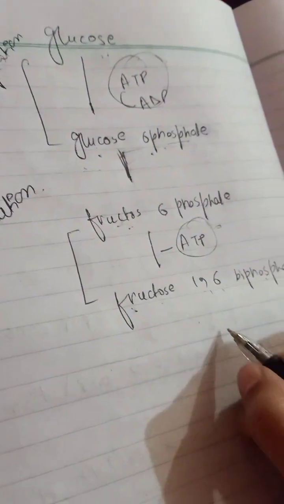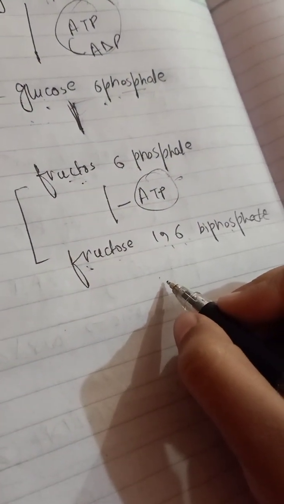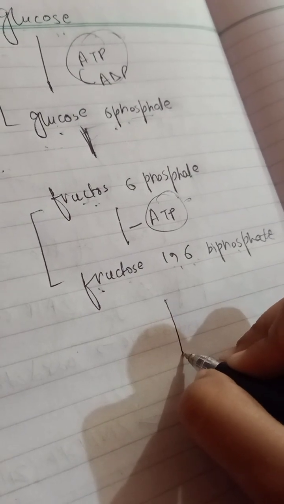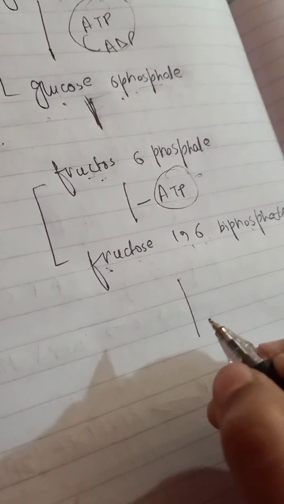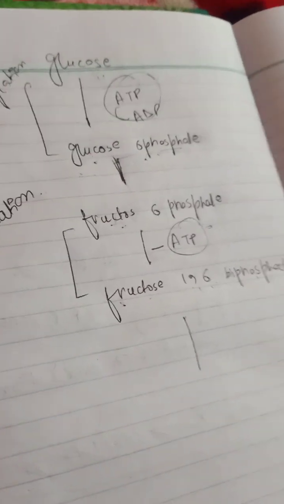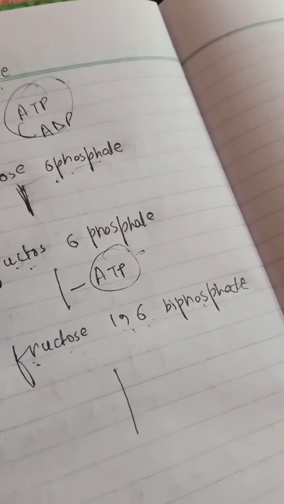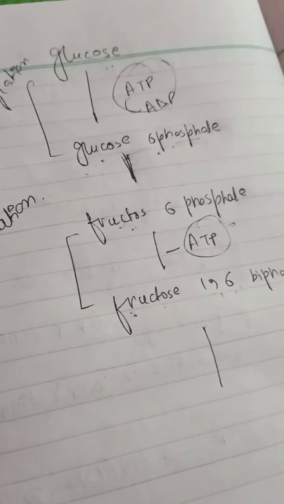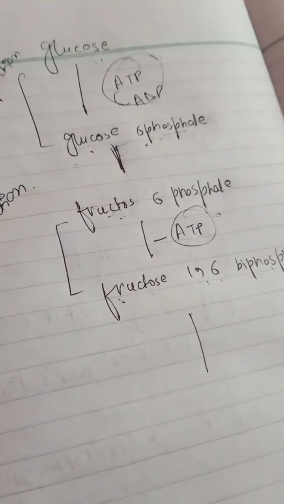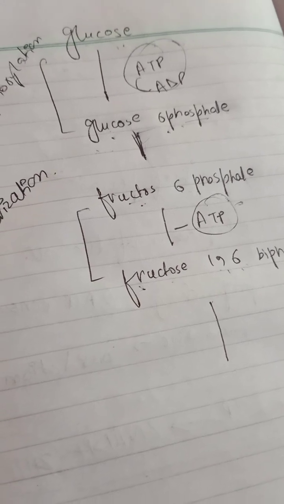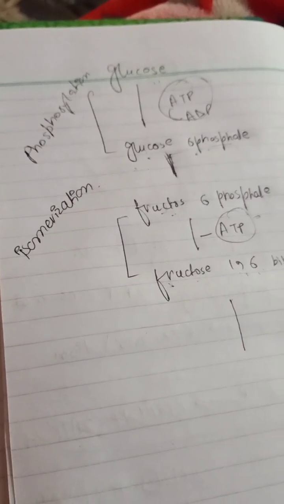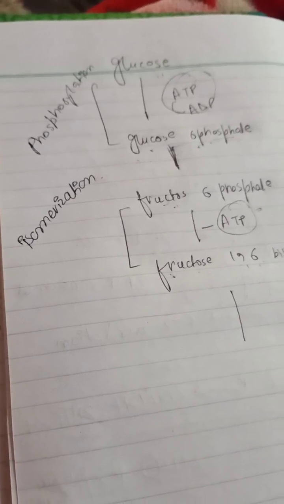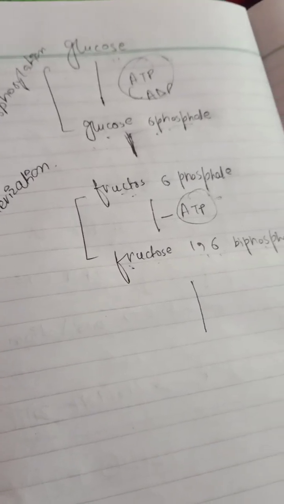Okay, after that, fructose 1,6 bisphosphate will convert into the two products. So this one is called isomerization, as well as phosphorylation and isomerization. If we talk about it, after that we are having fructose 1,6 phosphate.